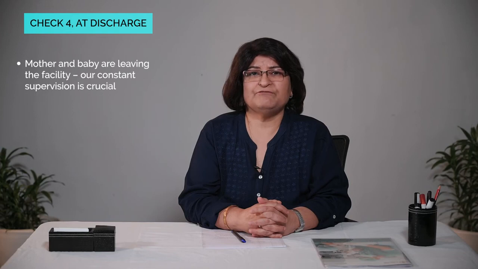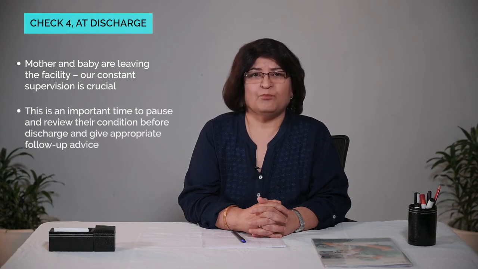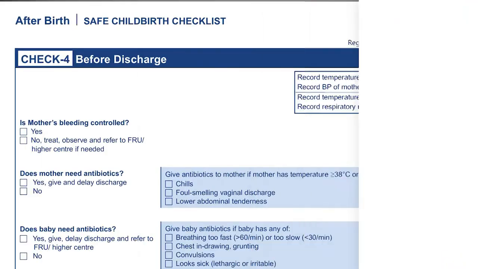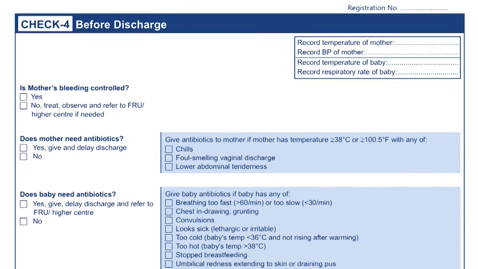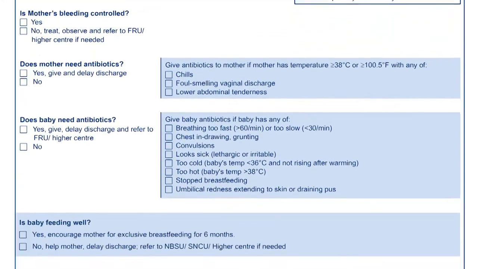Check 4 at discharge is the time when mother and baby are leaving the facility, and hence our constant supervision is crucial. This is an important time to pause and review their condition before discharge and give appropriate follow-up advice. Here is a visual view of check 4 of the Safe Childbirth Checklist.